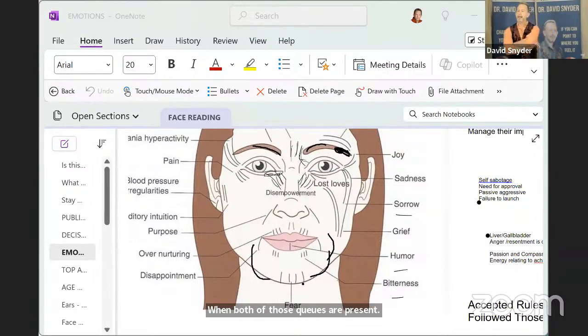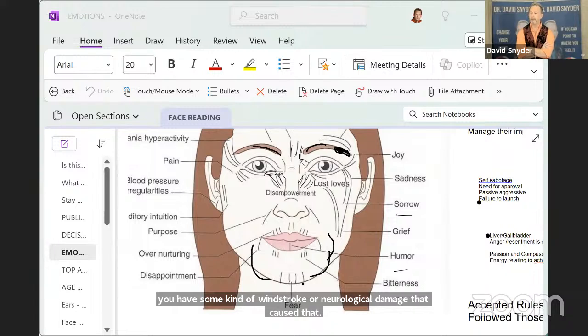So Albina is asking, when speaking to the left, the top lid stays flat and does not move, and only the upper right lip moves. Do you have some kind of wind stroke or neurological damage that caused that? Samantha saying full-blown Hashimoto's here. Okay. We might be able to do some stuff about that.